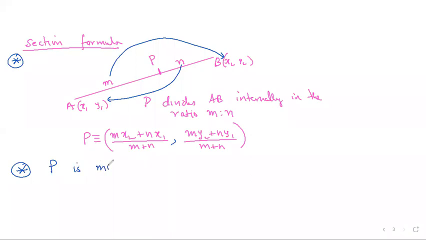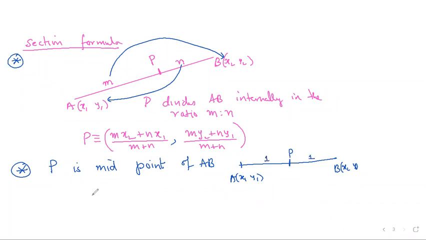P is the midpoint of AB. That means A is (x1, y1), B is (x2, y2), and P is exactly the middle point. That means the ratio is 1:1. In that case, what will be the coordinate of P? It becomes (x1 plus x2) divided by 2, and (y1 plus y2) divided by 2. Look, it is the average. The average of the coordinates is the midpoint.